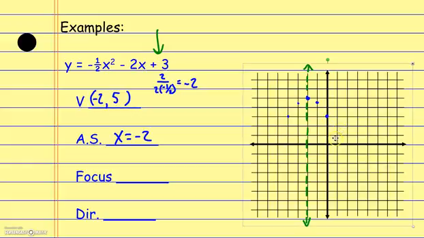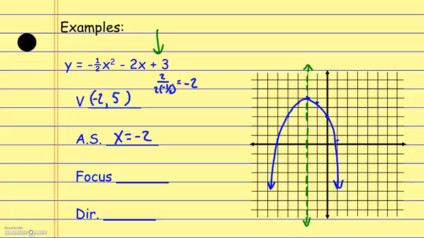Having a little trouble counting apparently today. So I go down 4.5, and I could keep doing that, but I get the general shape of my parabola here. Okay, so here's my parabola, and now from here I want to find the focus.